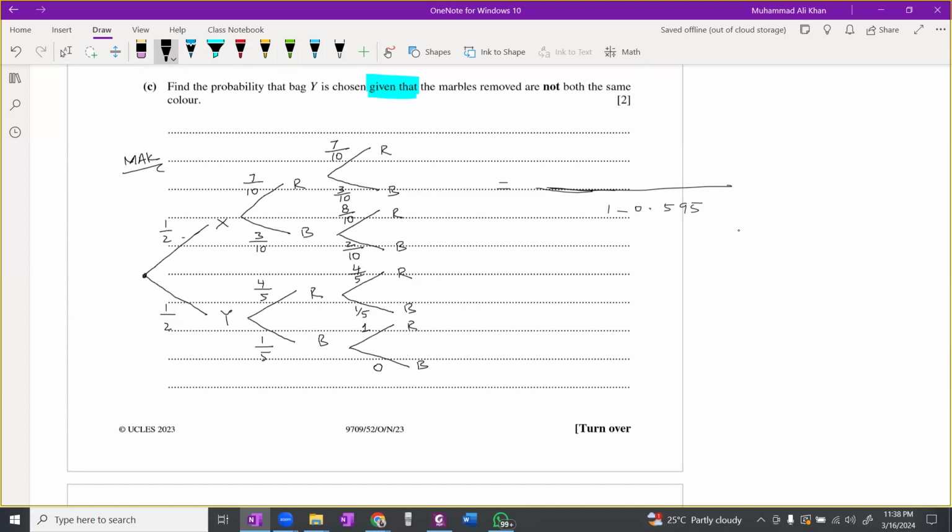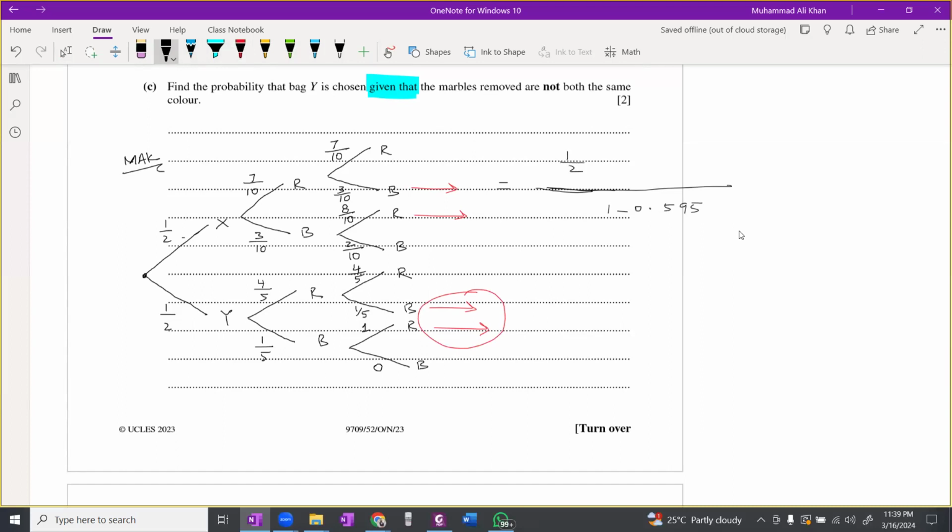अब आप देखिए टोटल इवेंट्स आ क्या रहे हैं, डिफरेंट होने चाहिए. एक ये बना, डिफरेंट एक ये बना, डिफरेंट एक ये बना और डिफरेंट एक ये बना. इसमें से प्रोबेबिलिटी हमें किसकी लिखनी है? बैग वाई चूज किया जाए. इट मींस ये दो ब्रांचेस जो होंगी ऊपर आ जाएंगी. तो जनाब फर्स्ट ब्रांच की प्रोबेबिलिटी क्या आ रही है?